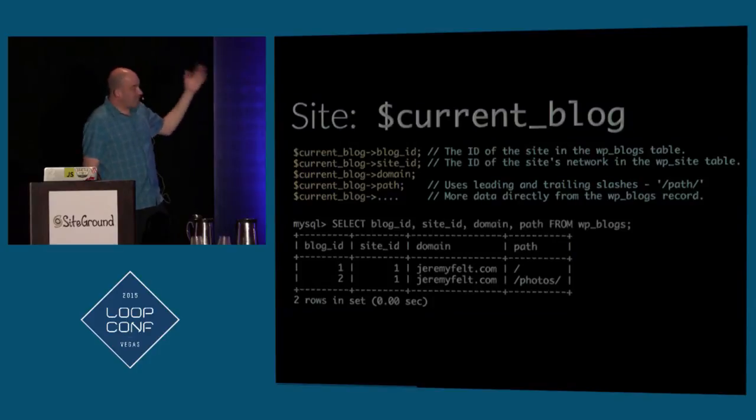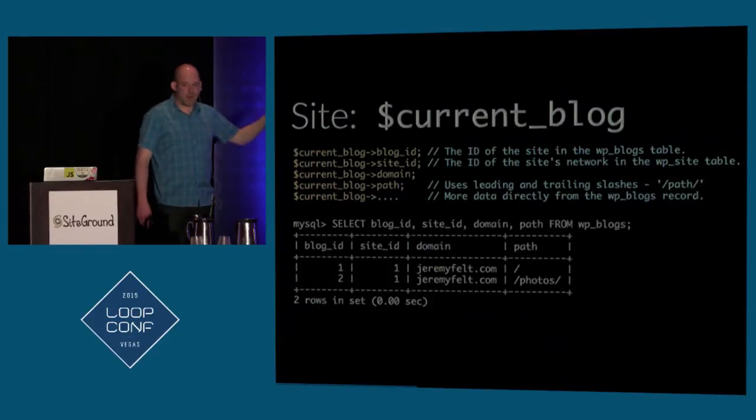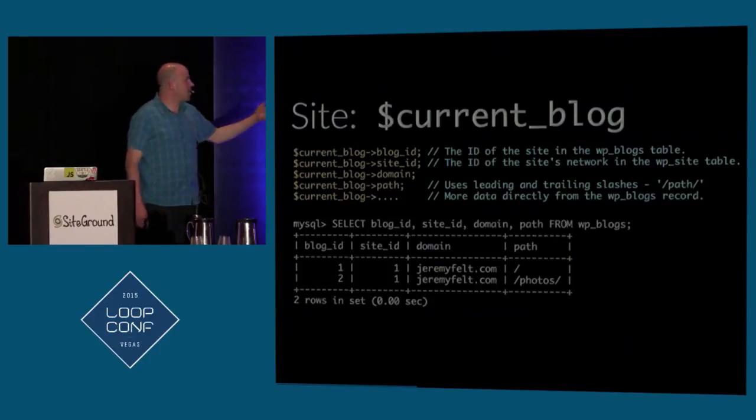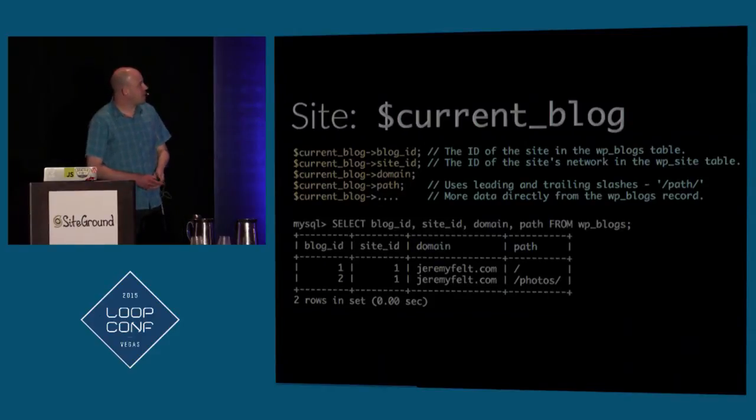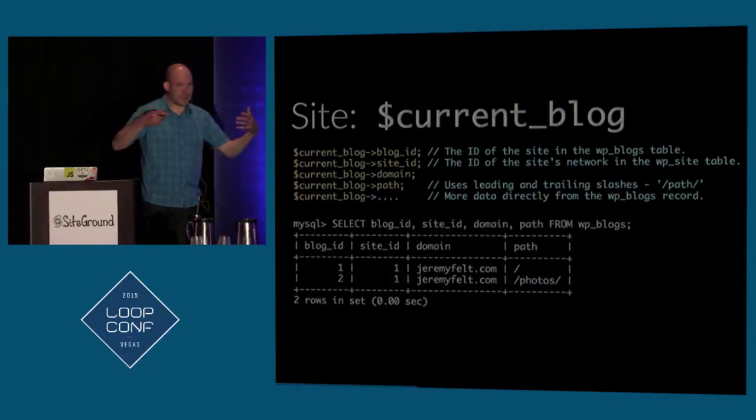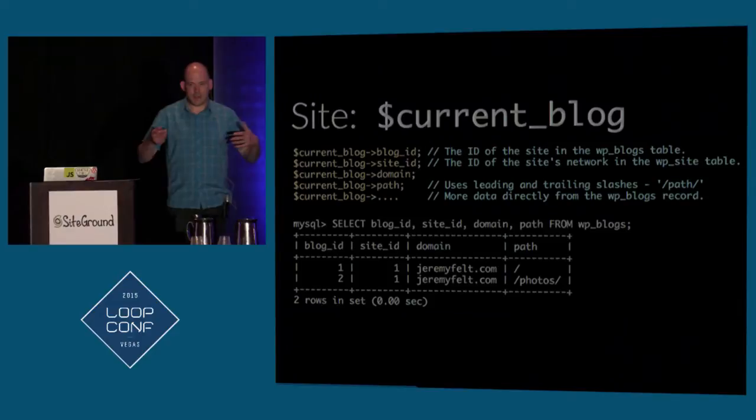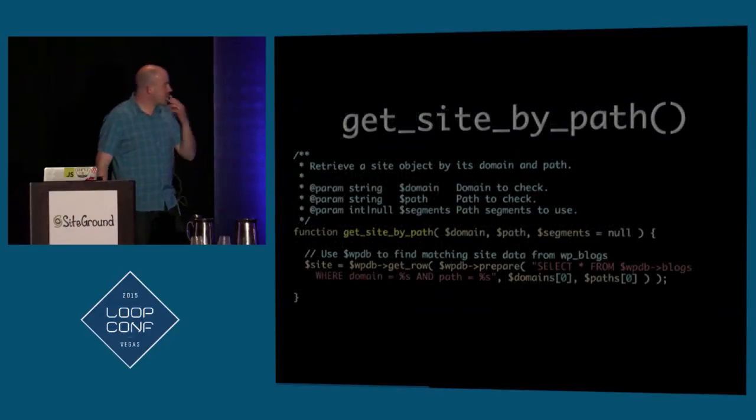Then we also have the site, which is not current site, but current blog. And it has similar information, so it's got the ID of the site from the blogs table, its parent network as the site ID, the domain, and the path. So you always have these objects available to you so you can figure out which site has loaded.